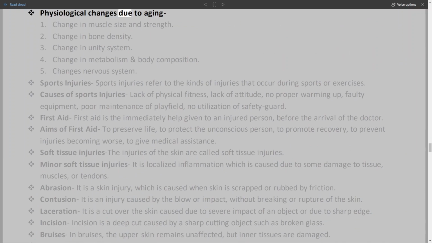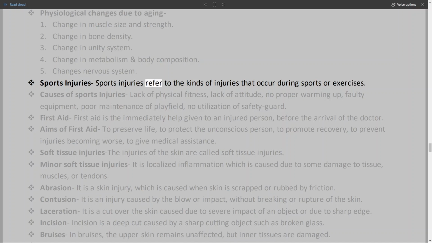Physiological changes due to aging: 1. Change in muscle size and strength. 2. Change in bone density. 3. Change in immune system. 4. Change in metabolism and body composition. 5. Changes in nervous system.